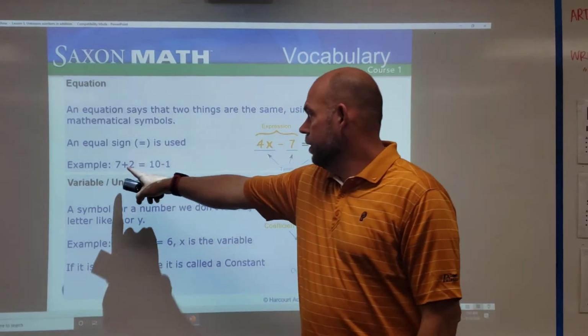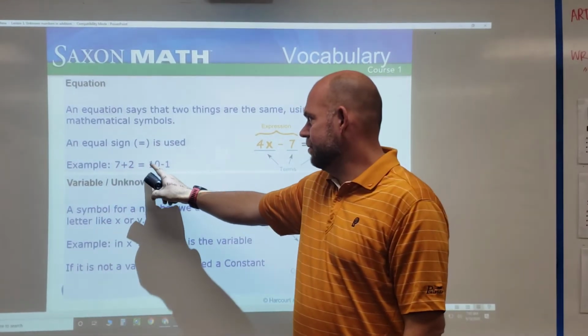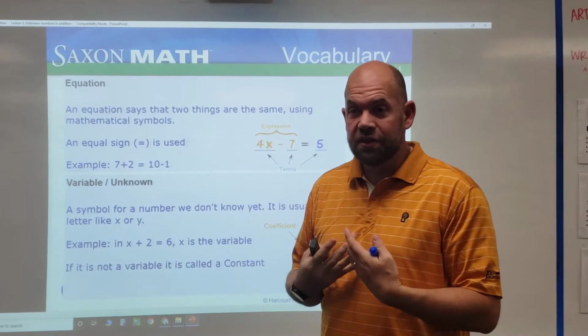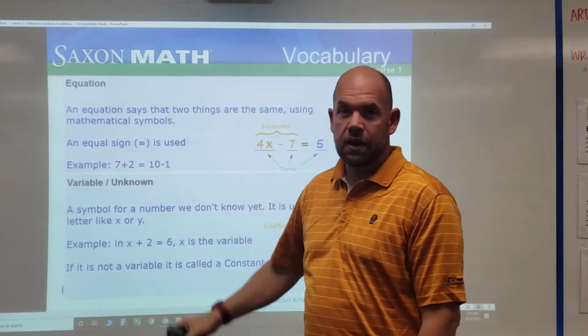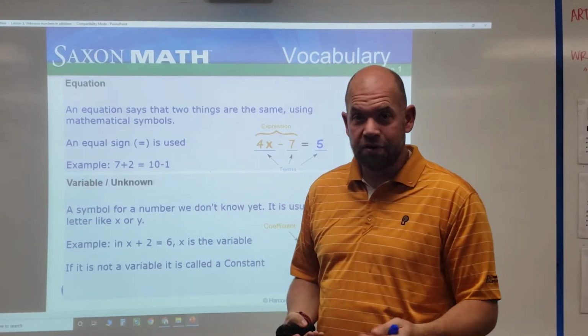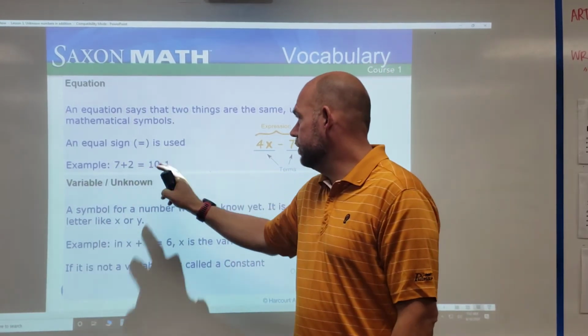So for example, 7 plus 2 isn't the same as 10 minus 1, but their combined value is. So 7 plus 2 is 9, just as 10 minus 1 is 9. So while they're different numbers, they are equal in value to each other.